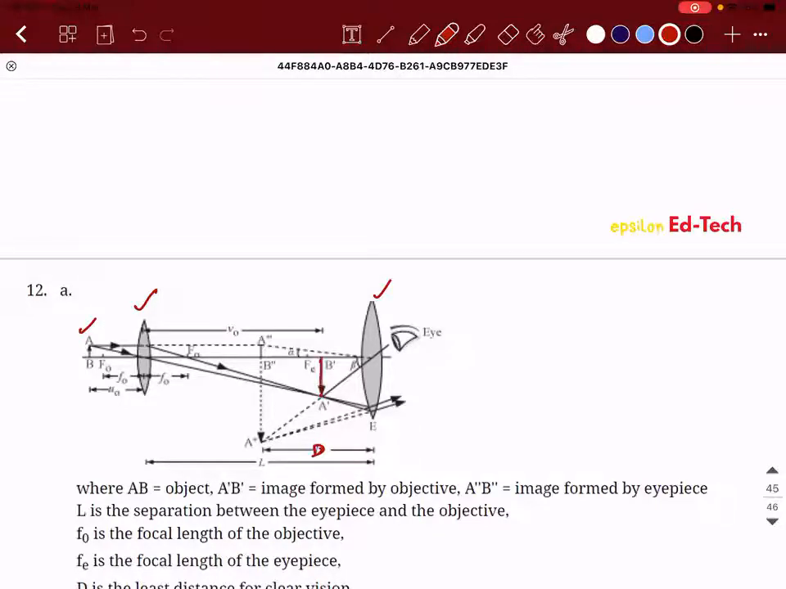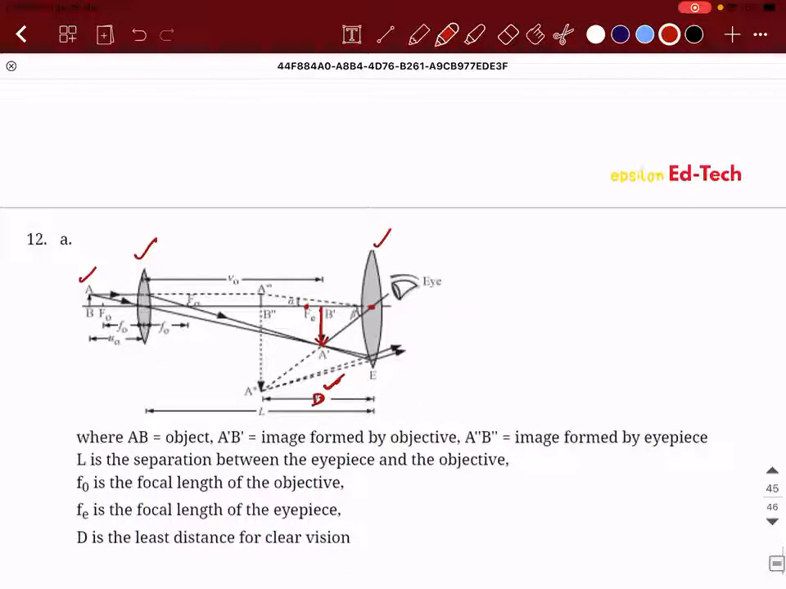The first image that is formed should be formed between the focal point and the optical center of the eyepiece, as a result of which you will get the final image at the least distance of distinct vision.